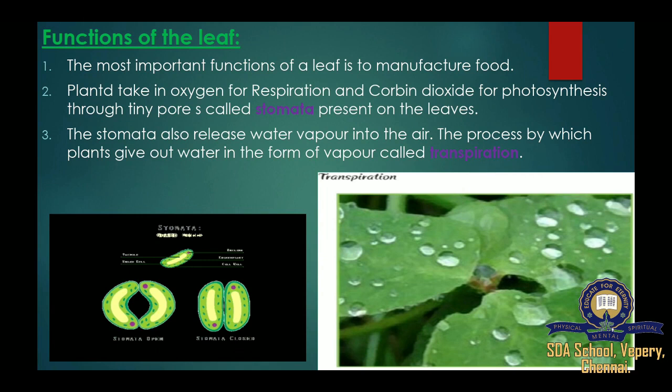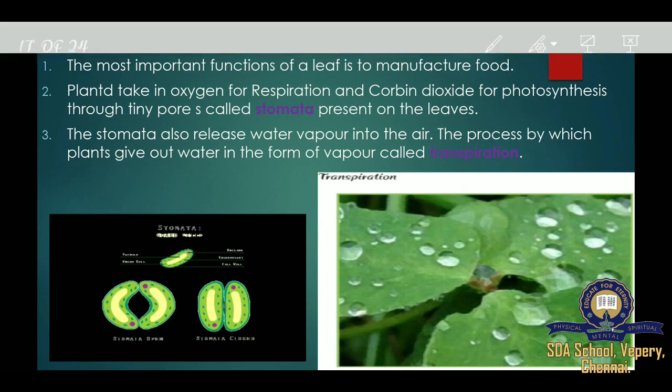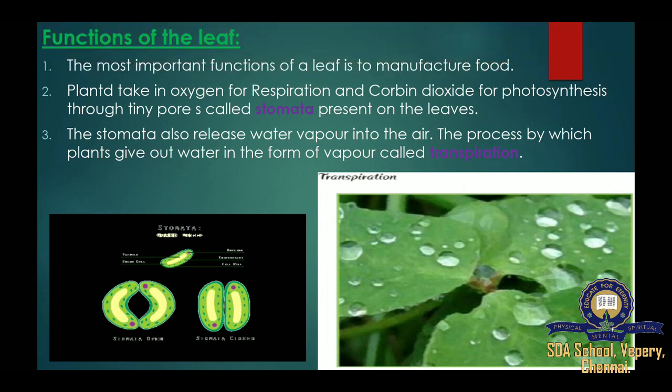Stomata open and close in response to the internal pressure of two sausage-shaped guard cells that surround them. The inner wall of the guard cell is thicker than the outer wall. When the guard cell is filled with water and becomes turgid, the outer wall balloons outward, drawing the inner wall with it and causing the stomata to enlarge. Stomata also release water vapor into the air. The process by which a plant gives out water in the form of vapor is called transpiration.